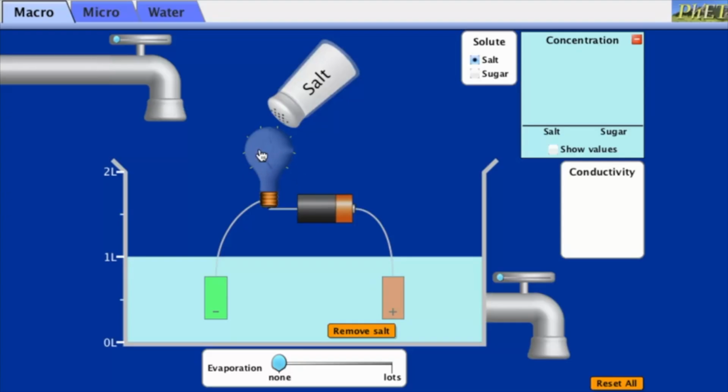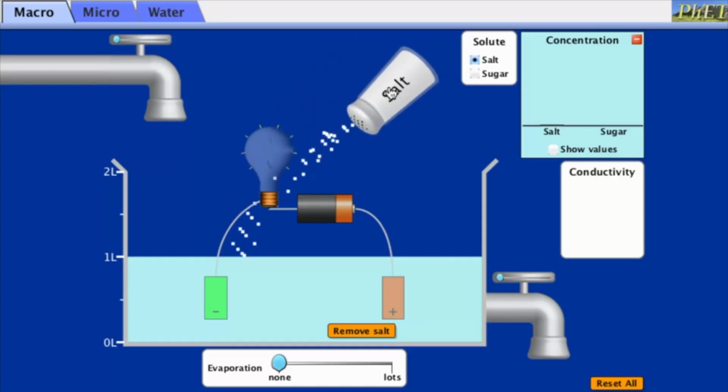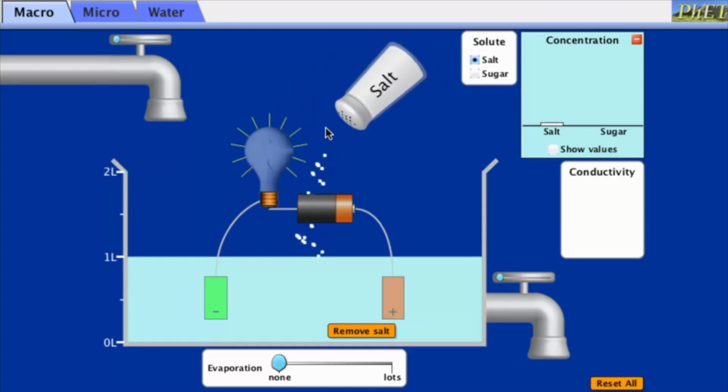So here's our bulb. Now, if we are a strong electrolyte, then we would produce a lot of ions, in the case of HCl or sodium hydroxide. And the more ions we produce, the greater the amount of current that will flow due to ions, and the brighter the bulb should be. So notice and tell me, what do you observe? Do you realize that the more salt that we add, the brighter the bulb is becoming?